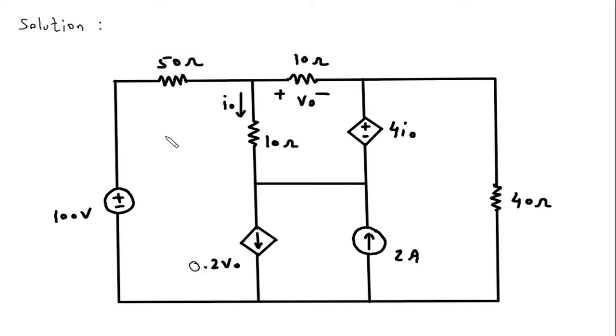Now let's assume this is mesh number 1 with current I1. This is mesh number 2 with current I2, and this is mesh number 3 with current I3. Now as we can see, this is a voltage controlled current source and this is a current source. So between mesh 1 and mesh 3 this forms a super mesh. So this whole is a super mesh.